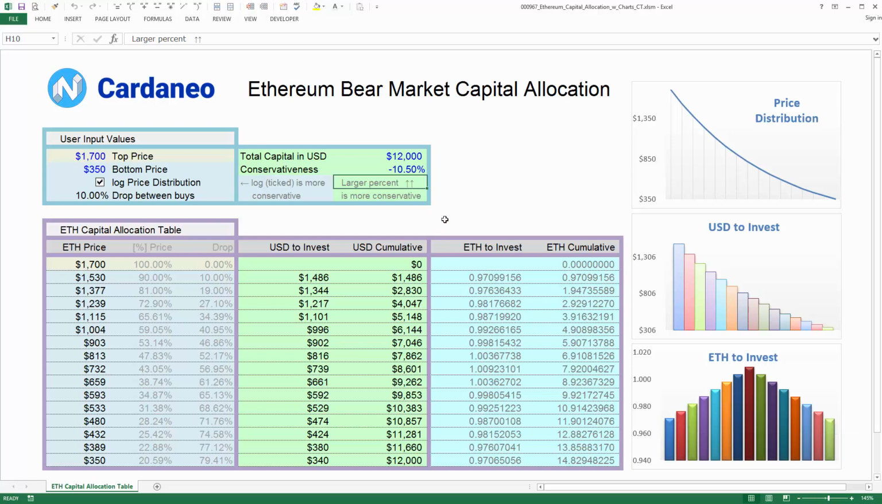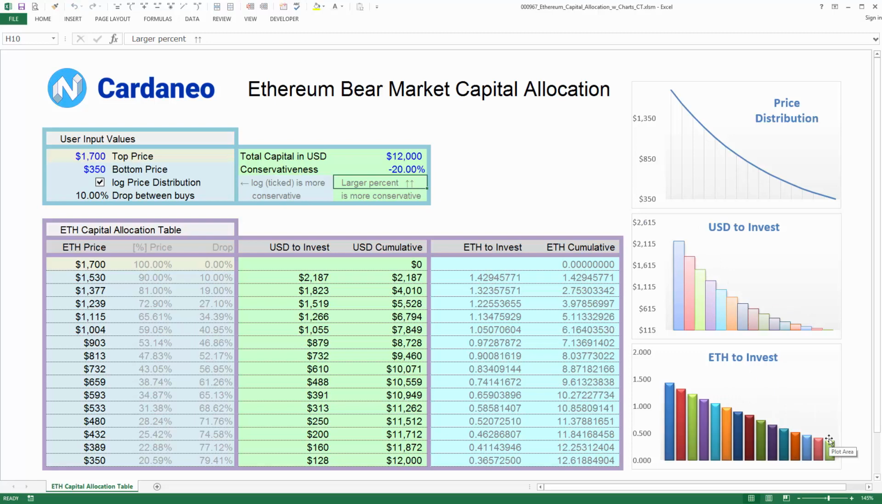Now that's just one very specific percentage. Normally, if you would go with even more aggressiveness, you would end up with fewer and fewer Ethereum coins that you can buy at every price level. Keep in mind that the shapes of these charts depend on the relationship between this percentage number and this percentage number.